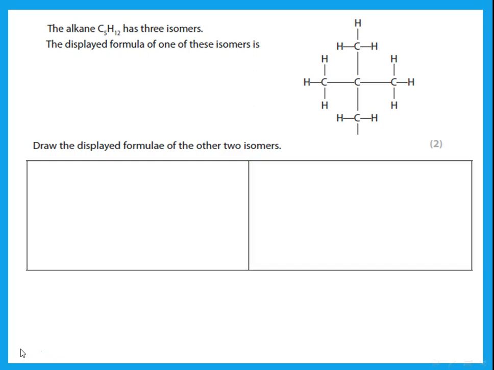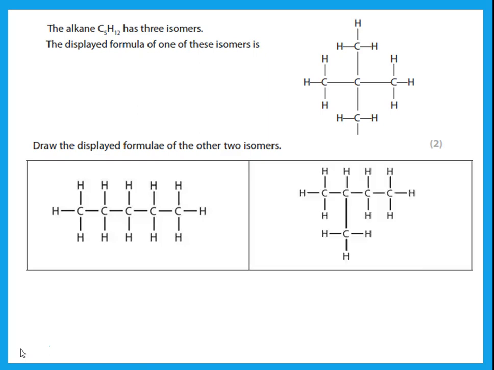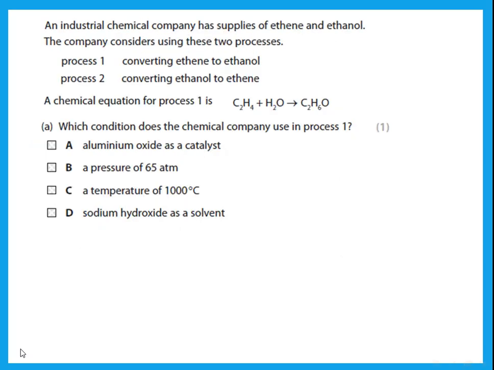The alkane C5H12 has 3 isomers, and he gives you one of these isomers and says draw the displayed formula of the other 2 isomers. So these are 5 carbons. You can either draw all the 5 carbons behind each other in a long chain, or you can draw it branched. Now he already has one branch where you have 3 all together and 1 up and 1 down. So you can put 4 in a chain and then one of them is branched.